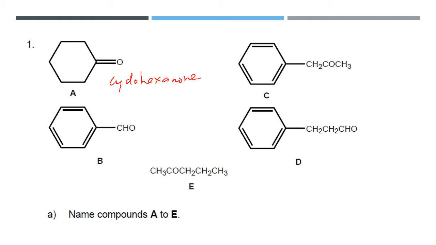Cyclohexanone. Okay, next B. This is actually a straightforward naming where if a benzene ring is attached to a carbonyl carbon, it is called a benzaldehyde.